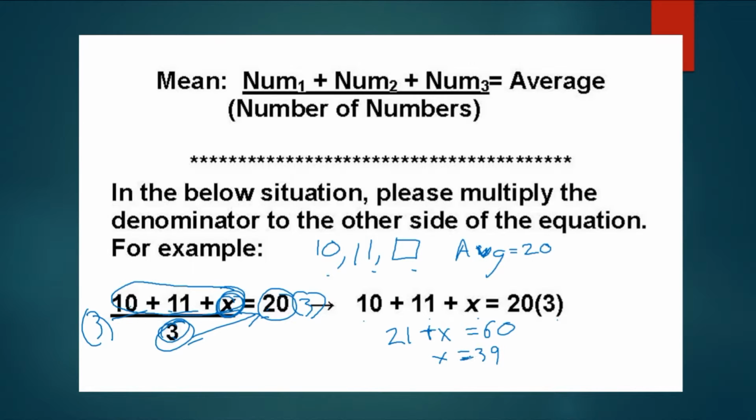Yeah, we get 39. So, as I say, all averages have three components. And I want to re-emphasize this. They have a numerator component, a denominator component, and an answer component. If you can multiply that denominator over, it has never failed me on the SAT, and I've taken a great many SATs at this point.